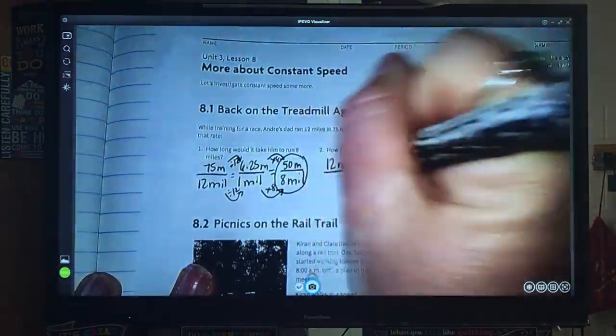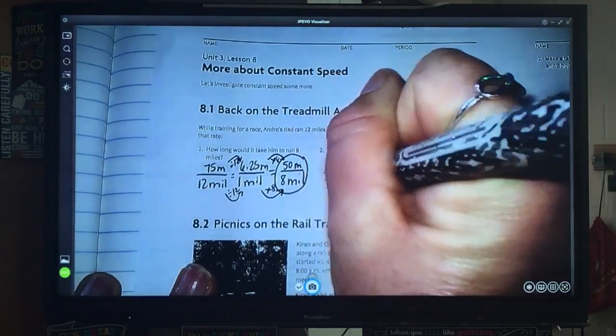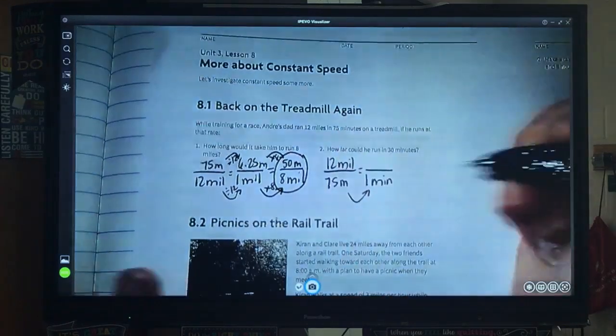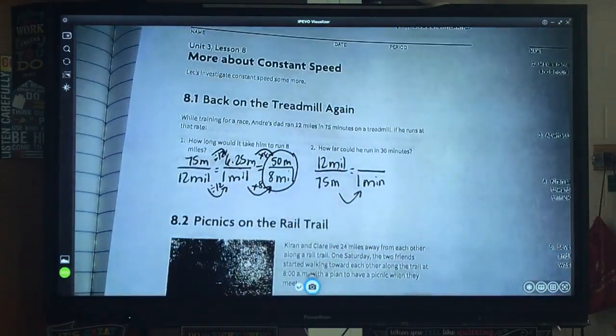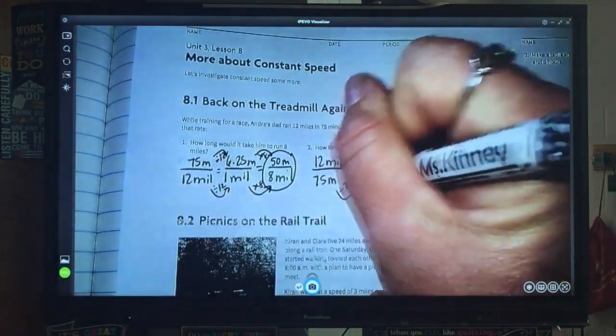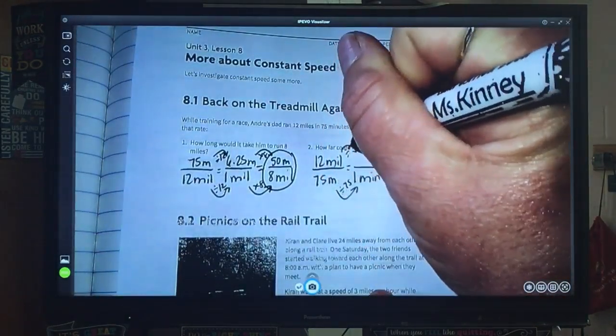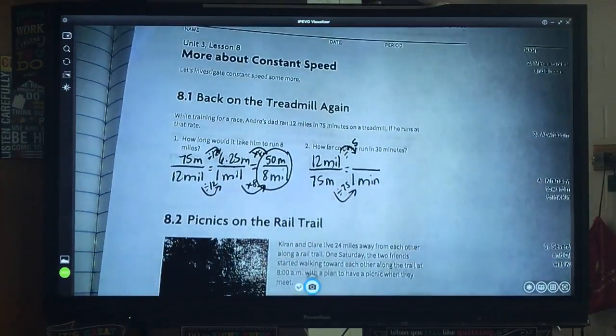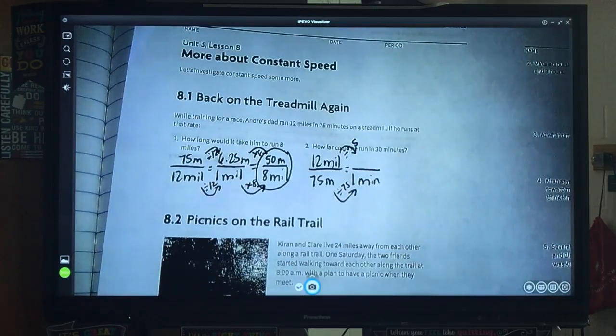So when you set it up, you're going to do 12 miles in 75 minutes, and you have to find out how much for 1 minute. How do you go from 75 to 1? Divide by 75 for both of them. Are we allowed to divide a smaller number by a bigger number? Yes. Are you sure? You're legit allowed. You're allowed to do that.